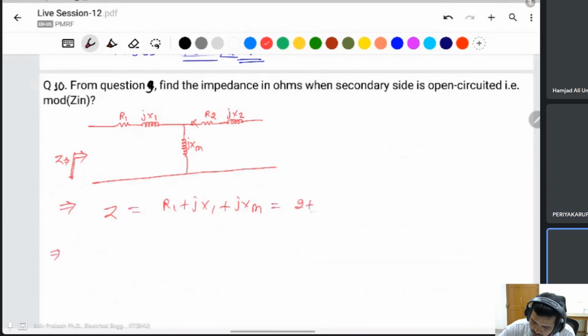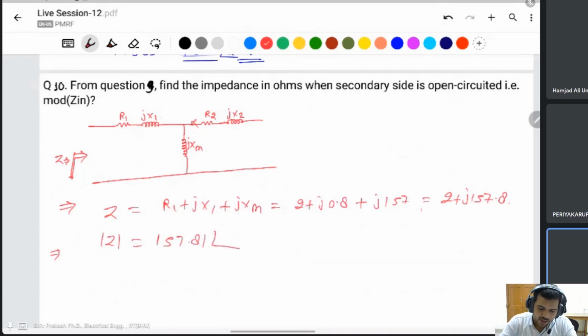R1 is 2 plus j0.8 plus j157, is equal to 2 plus j157.8. Then what is the mod of Z? Same thing, apply on 157.8 j. This will be 157.81 at an angle of 89.27 degree.